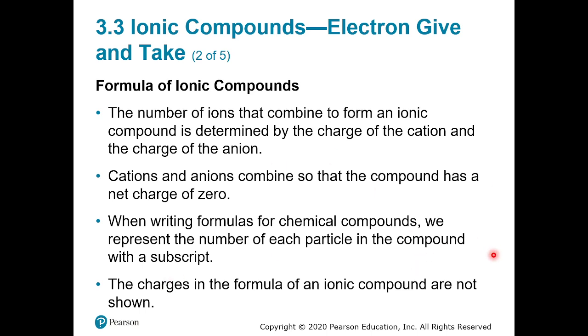Okay. When writing formulas for chemical compounds, we can represent the number of each particle in the compound with a subscript. Remember, the same thing as like H2O, right? We use a subscript to tell us how many of them there are, right? Now, keep in mind, you do have to be a little bit cautious about this because we have things like polyatomic compounds, right? We have things like polyatomic anions, okay? And so you have to make sure you use parentheses if it's something you have to keep together and multiply as a set, okay? So, common place to make mistakes.